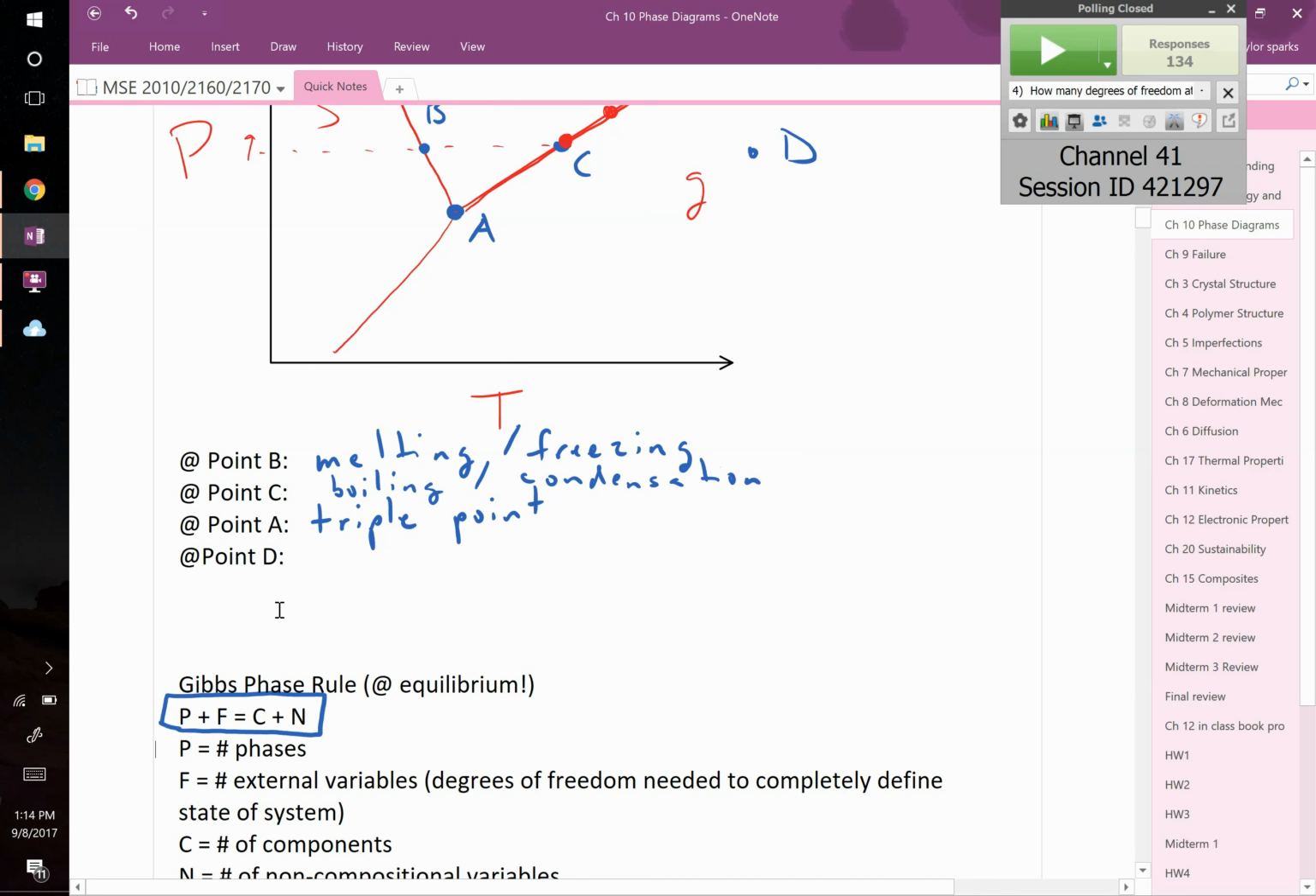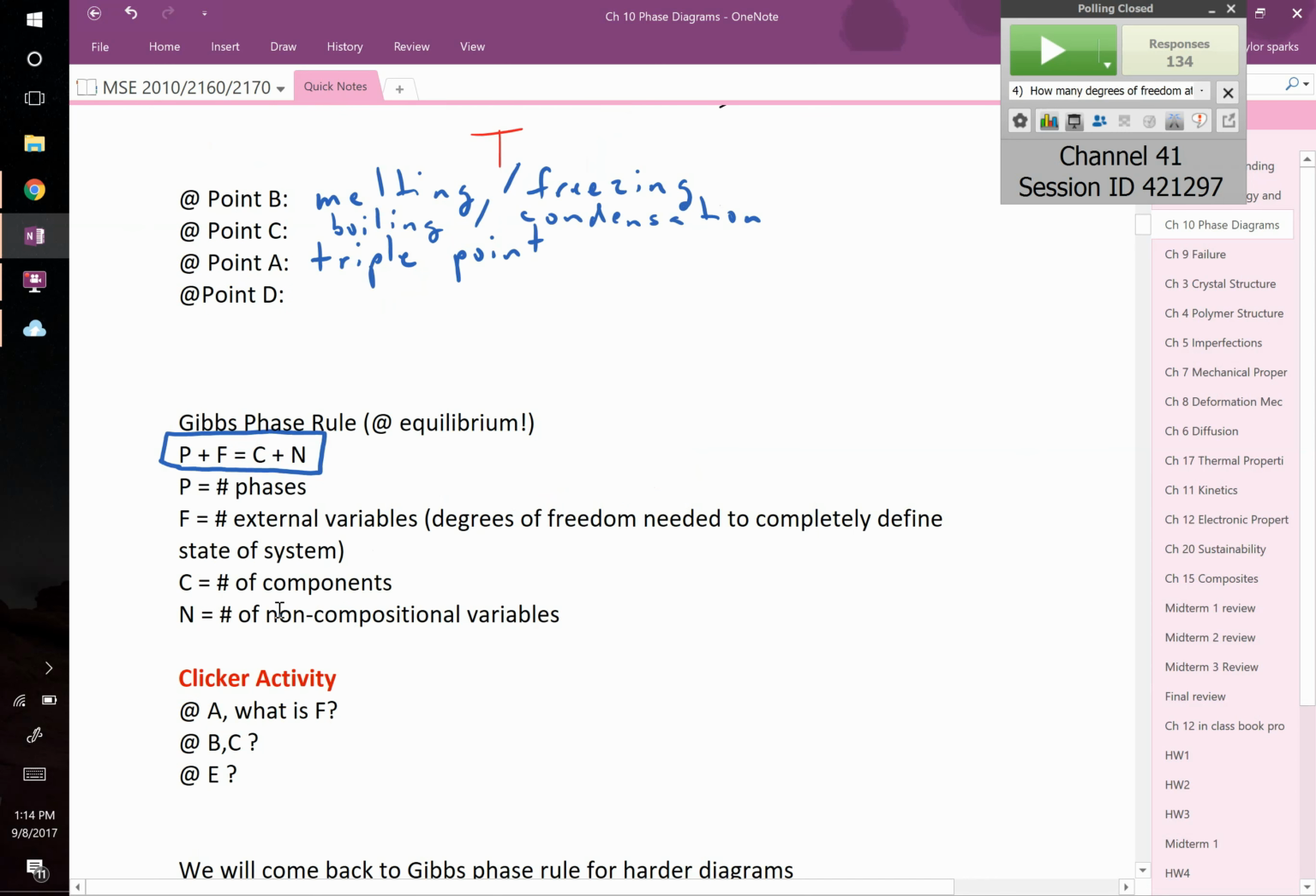Well, P is the number of phases present. F is the number of external variables, or the degrees of freedom that you need to completely define the system. I'll explain what that means in just a moment. C is the number of components in your system, and N is the number of non-compositional variables, right? So let's just walk through these one at a time.